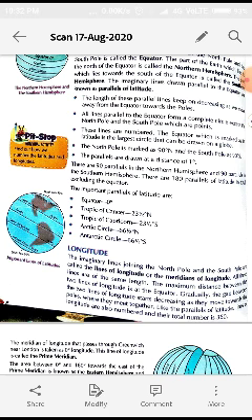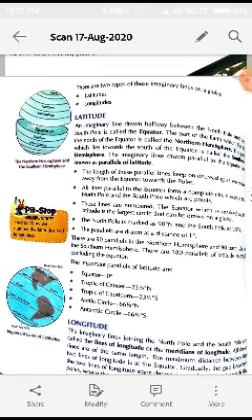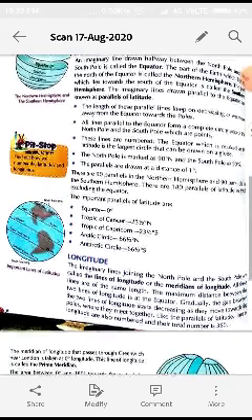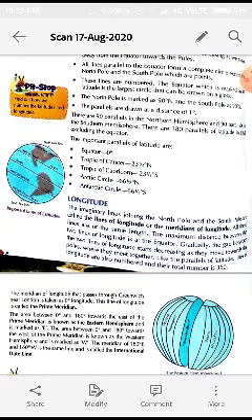Arctic Circle you can see in the north at 66.5 degree north, and Antarctic Circle in the south at 66.5 degree south. So these are the important parallels of latitude. You can make these diagrams so that you can understand the lines of latitude and other important parallels of latitude also by making the diagram in your notebooks.